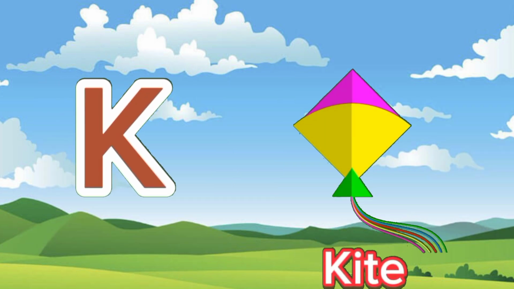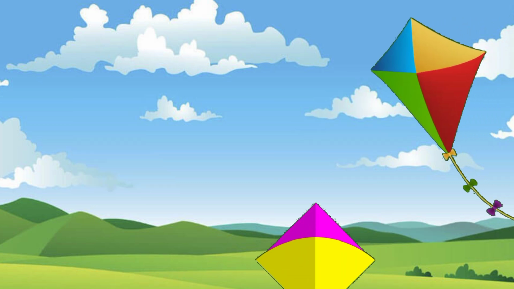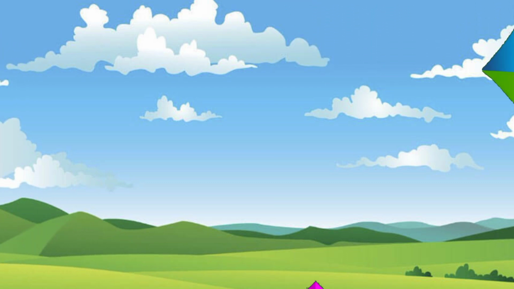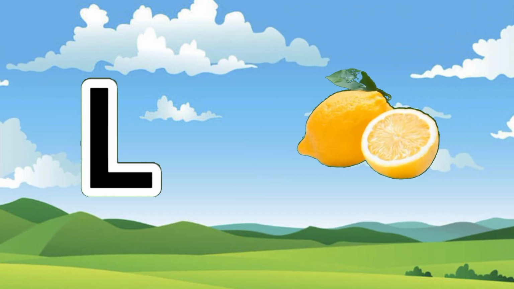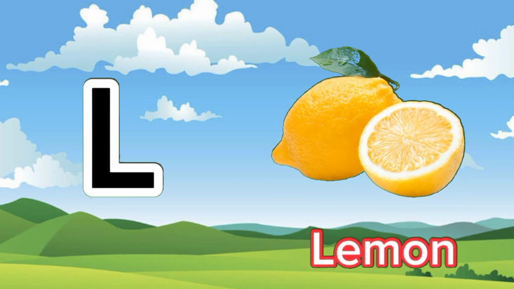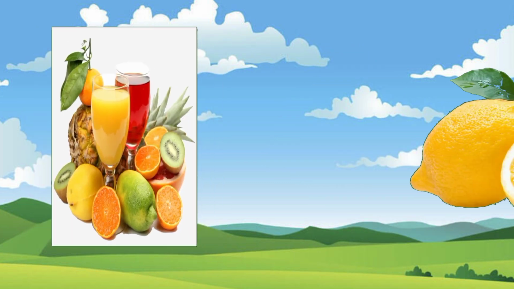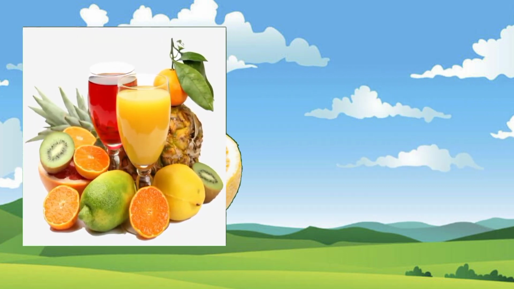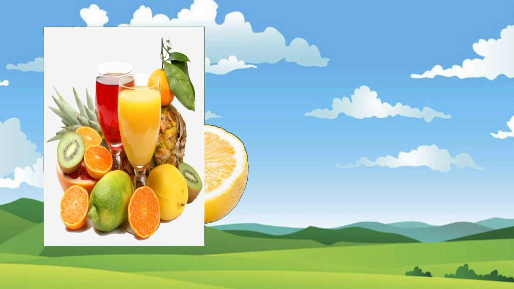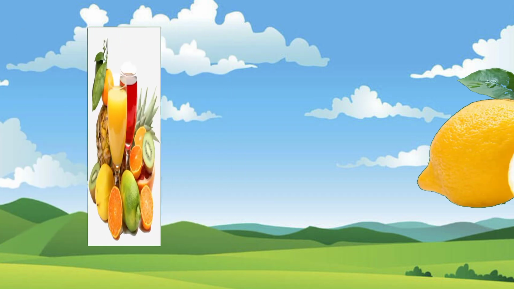K for kite. This is kite. K for kite. This is kite. L for lemon. This is lemon. L for lemon. This is lemon.